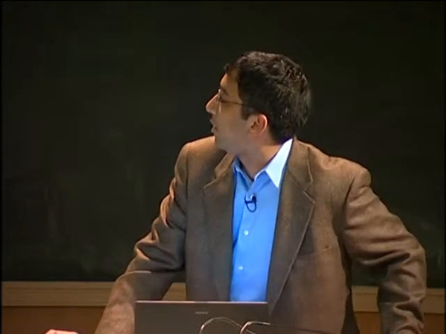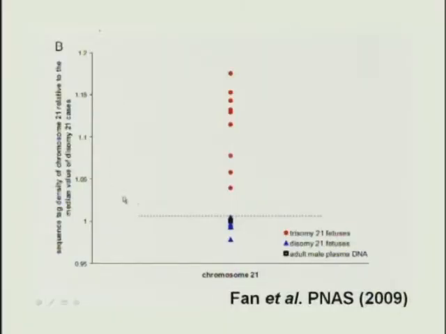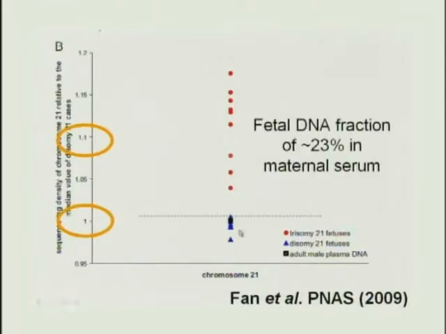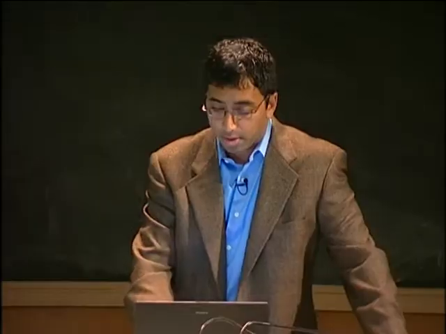Here on the y-axis, we have the relative ratio of tags derived from chromosome 21. And in mothers whose children have trisomy 21, you actually see this ratio is elevated. It's a very subtle elevation, right? Just a 10% elevation. And from that, you can back-calculate the fraction of DNA in the maternal serum that's fetally derived. But it just gets you thinking about some possibilities here.